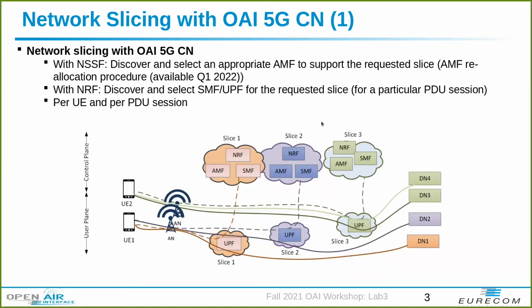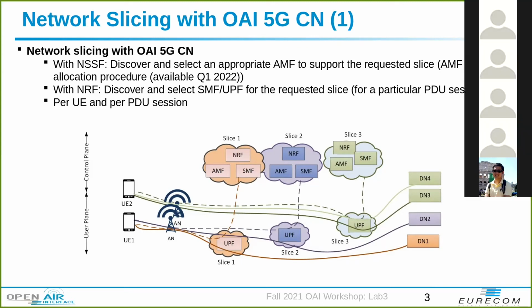Okay. For the OAI core network, we plan to fully support network slicing related procedures according to the 3GPP standard by relying on two main procedures. First, with the help of the NSSF, the AMF instance will be selected according to the requested slice information from the UE and gNodeB. It relies on the AMF reallocation procedure, which will be available by the first quarter of 2022. Then the appropriate SMF and UPF will be selected to serve the corresponding slice by using the NRF services.